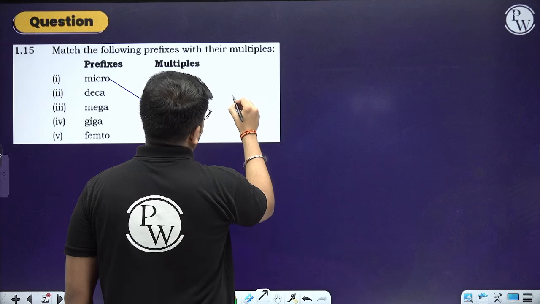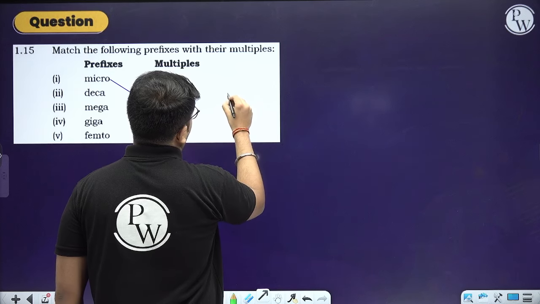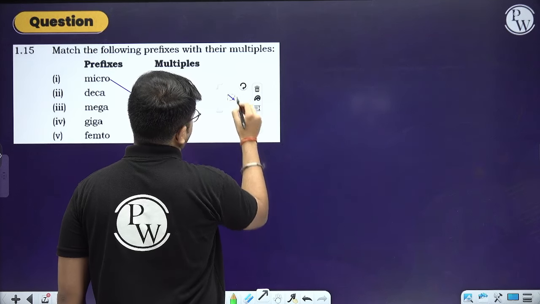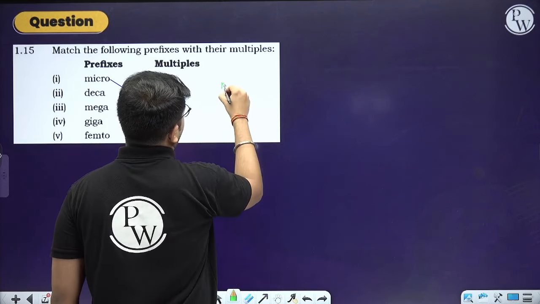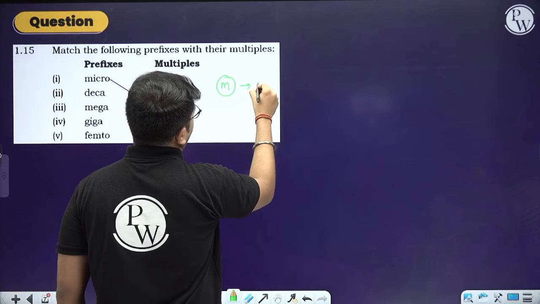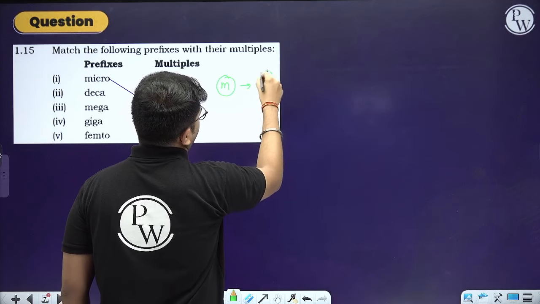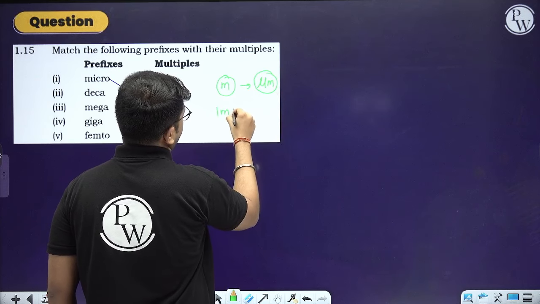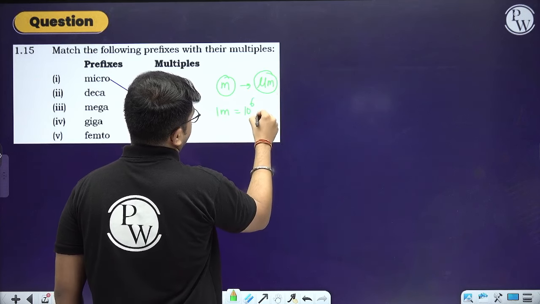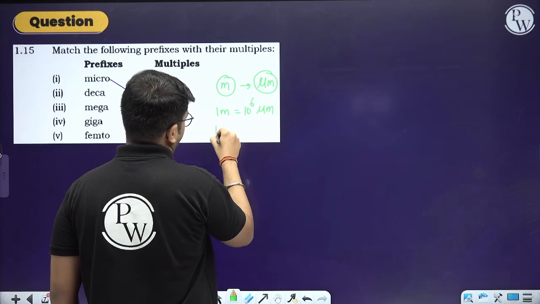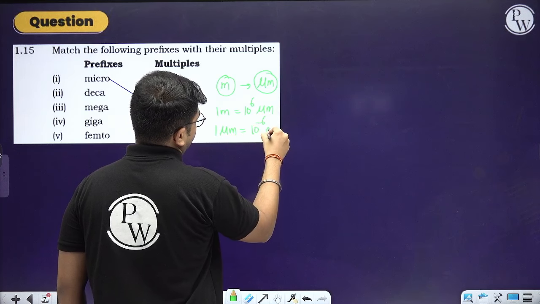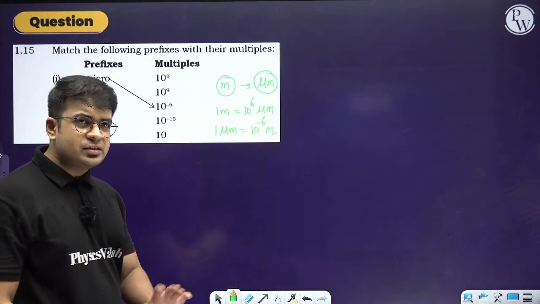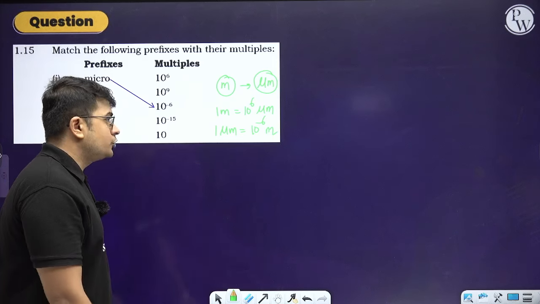So we know that we have meter, let's say, and I want to convert it into micrometer. So I can say 1 meter is equal to 10 raised to the power 6 micrometer, or 1 micrometer is 10 raised to the power minus 6 meters. One simple conversion which you should know.